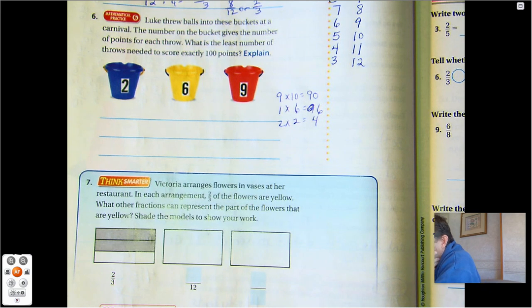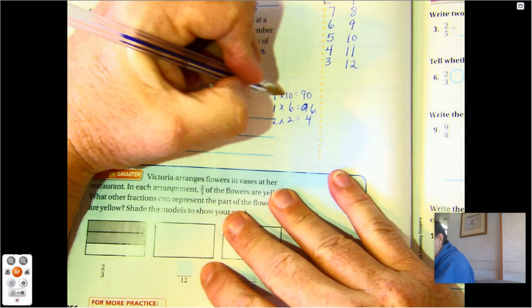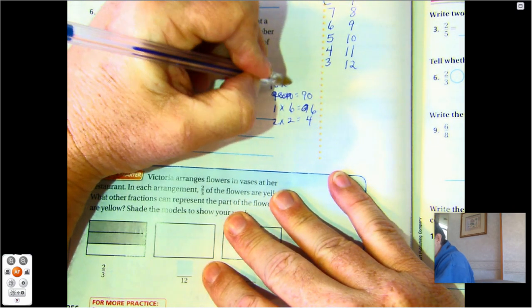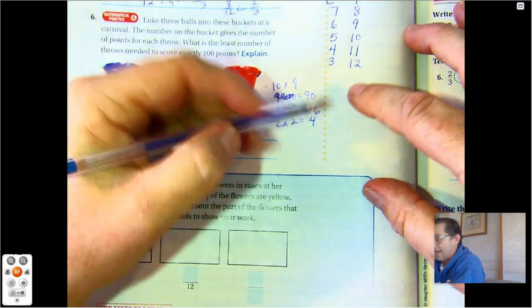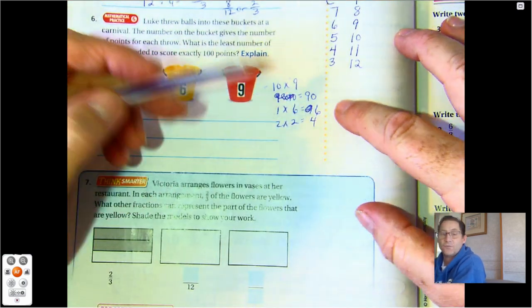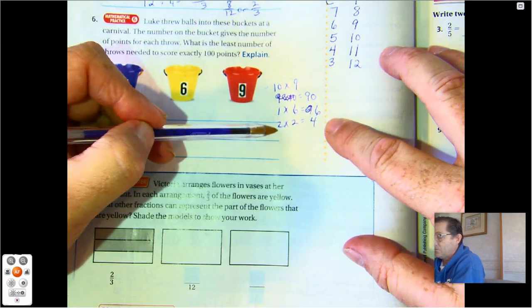Luke threw balls into these buckets at a carnival. The number on the bucket gives the number of points for each throw. What is the least number of throws needed to score exactly 100 points? Okay, so I do want to switch this around though. So 10 throws of 9 gave him 90. One throw of 6 gave him 6, and 2 throws of 2 gave him 4. So not 12, but 13 throws.